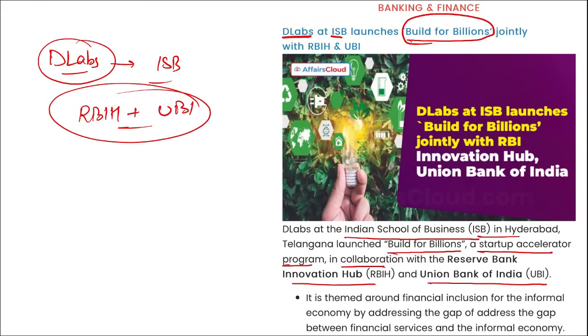As the name suggests, startup accelerator, this will be helping various startups to grow. It is themed around financial inclusion for the informal economy by addressing the gap between the financial services and the informal economy. That means they will be helping these startups to grow. They will be talking to them about various financial decisions that they need to take while growing a startup. Then they will be helping various gig workers, migrant workers, domestic workers, street vendors, carpenters, plumbers, electricians, construction workers, right? And they will be helping them to grow their business from the start.